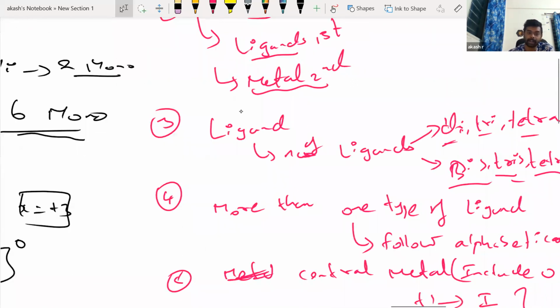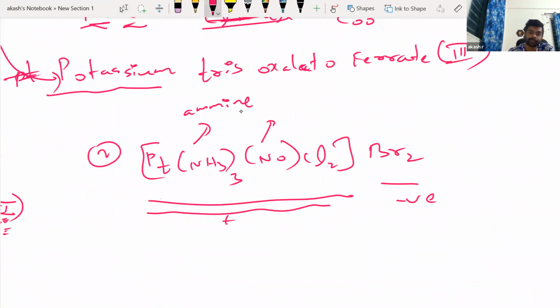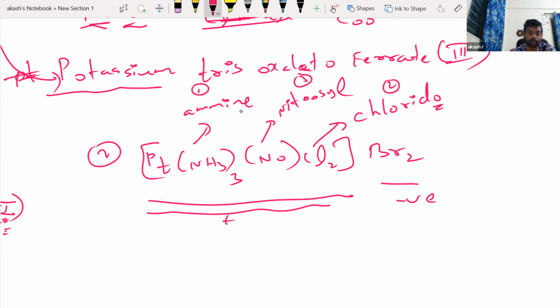So NH3 is amine. This is nitrosyl. Right? And I know Cl2, how should you write? You should write it as chlorido, not chloride. I know the E should be replaced with O, right? So again, we have to follow alphabetical order whenever there is more than one type of ligand. Now there is more than one type of ligand, so obviously we have to follow alphabetical order. So this should come first, this should come next, and this should come third. That is the alphabetical order.